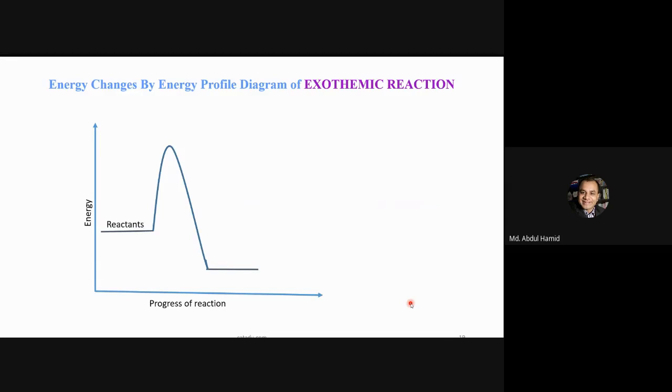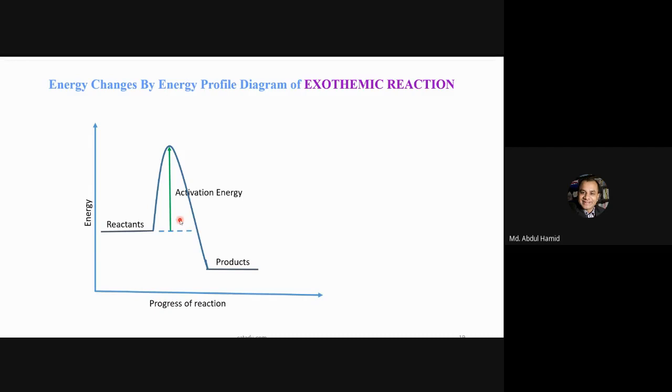Can you understand this one? What will be the product? What will be the reactant? The blinking one is the reactant, the energy level of the reactant. This amount of energy is for the reactant. The product has lower energy, and this is called activation energy.